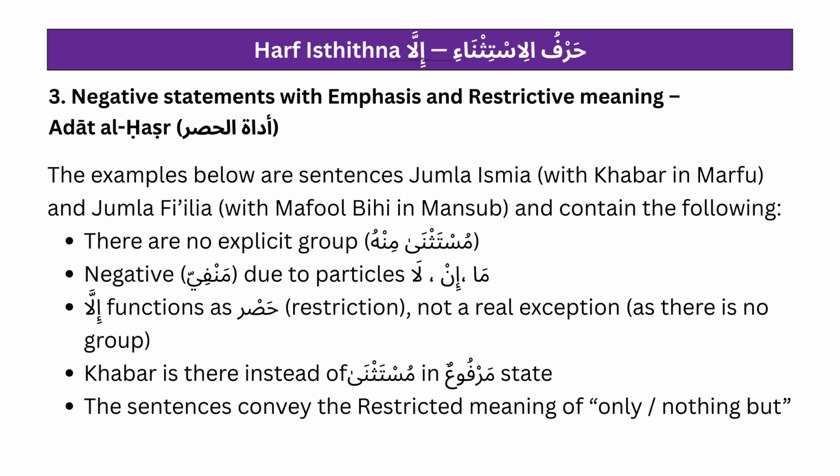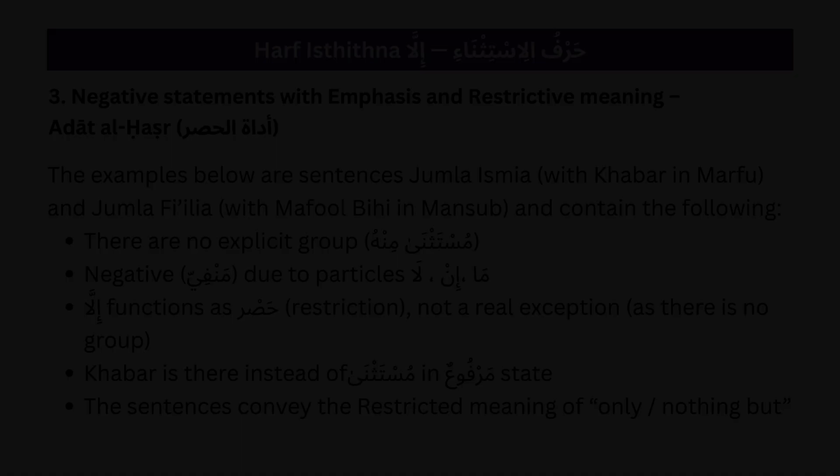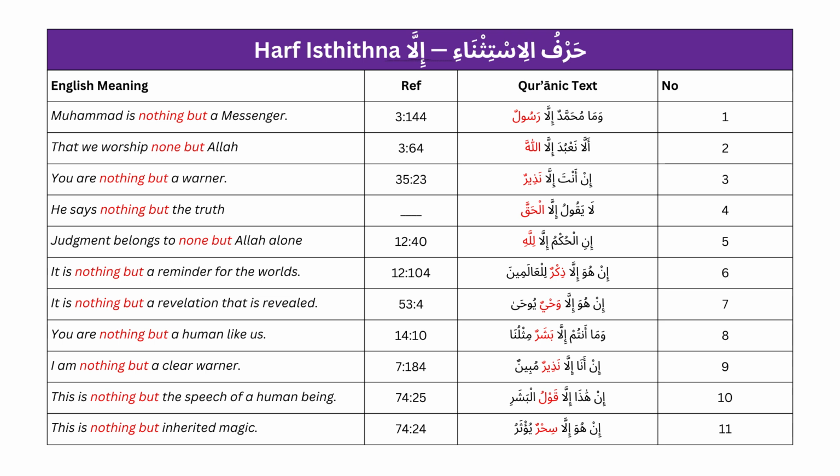Now let us look carefully at the examples in the table. In all of these sentences, Illā does not remove a member from a group. Instead, it restricts the meaning, giving the sense of only or nothing but. This is why we call it adatul hasr, the tool of restriction. Let us read them one by one. First example, وَمَا مُحَمَّدٌ إِلَّا رَسُولٌ. Muhammad is nothing but a messenger.